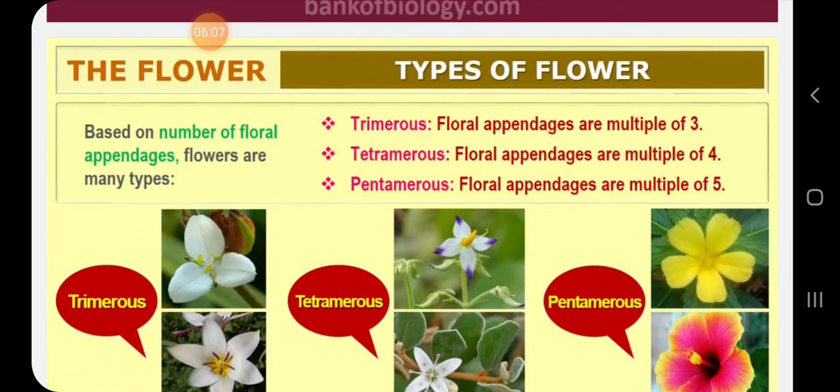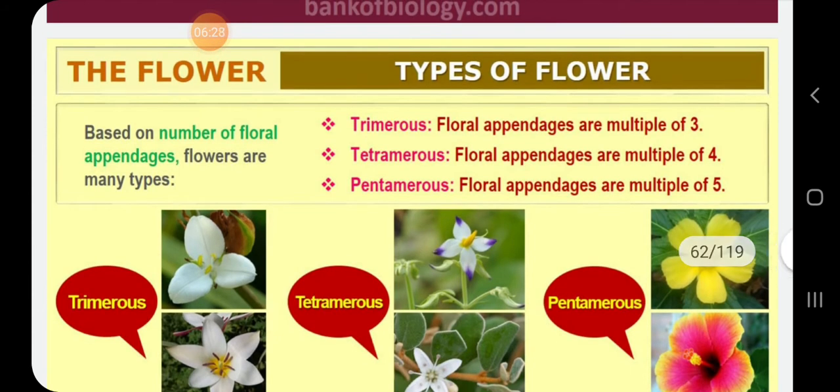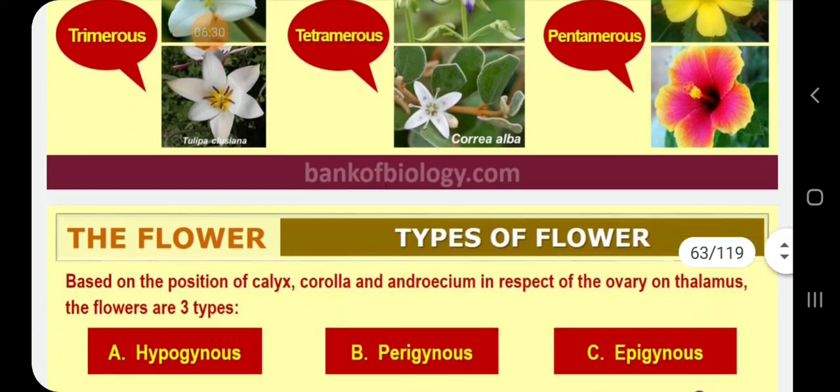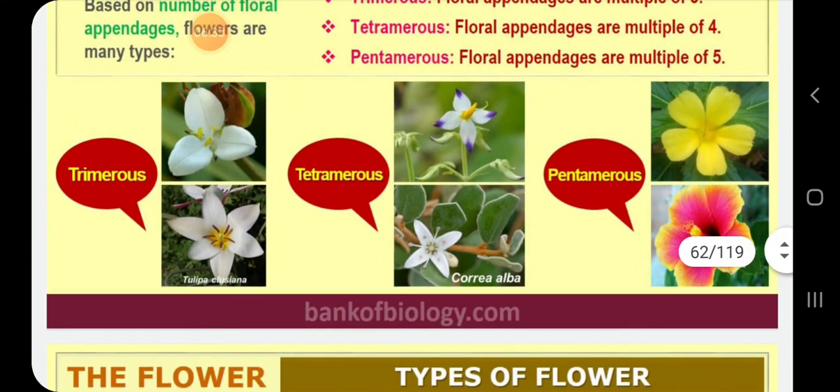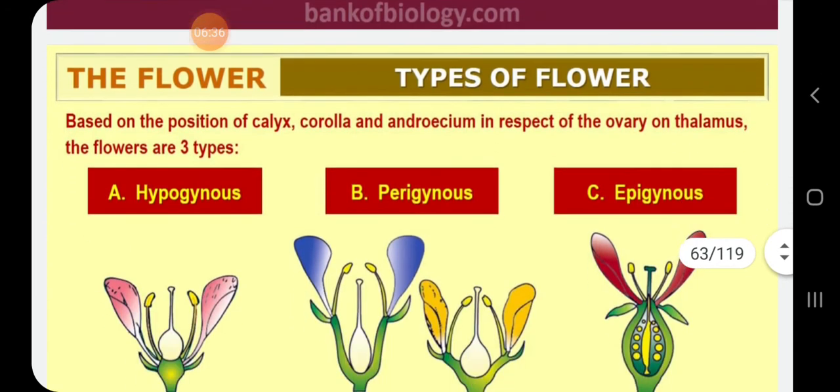Now, on the basis of the number of floral appendages, the flowers are again divided into many types: trimerous, tetramerous, pentamerous. That means if the floral appendages are in multiples of 3, that means 3 petals, that is trimerous; tetramerous means multiples of 4, and multiples of 5 is pentamerous. So they are divided into trimerous, tetramerous, and pentamerous flowers.